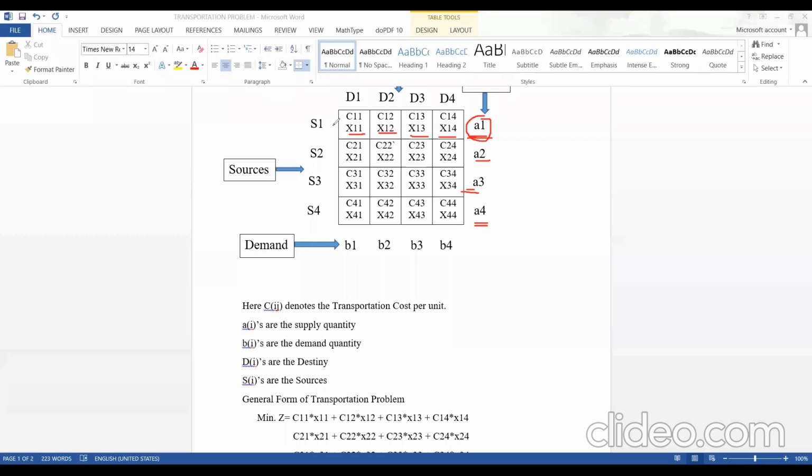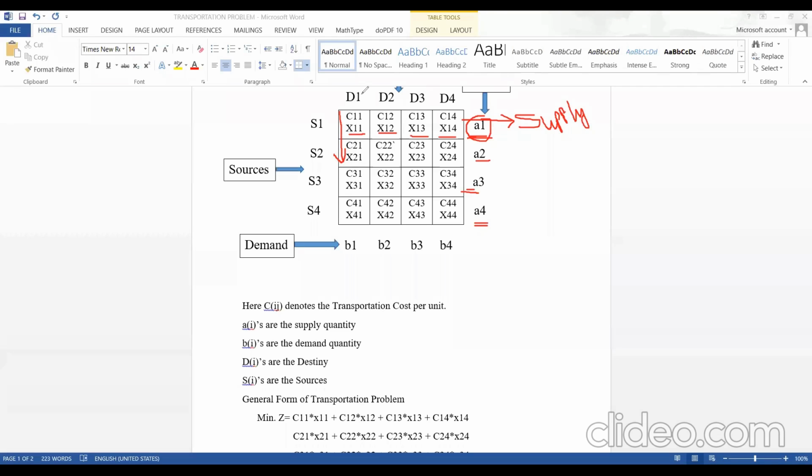Next is the demand constraint. There was another, the demand constraint. So now see, here the row represents the supply and the column represents the demand. The column represents demand, and the row represents supply.